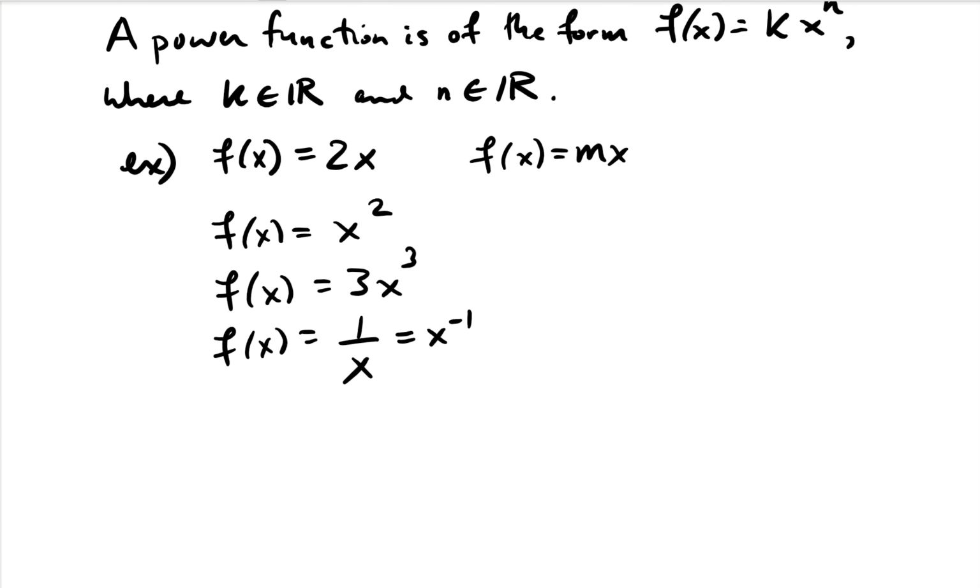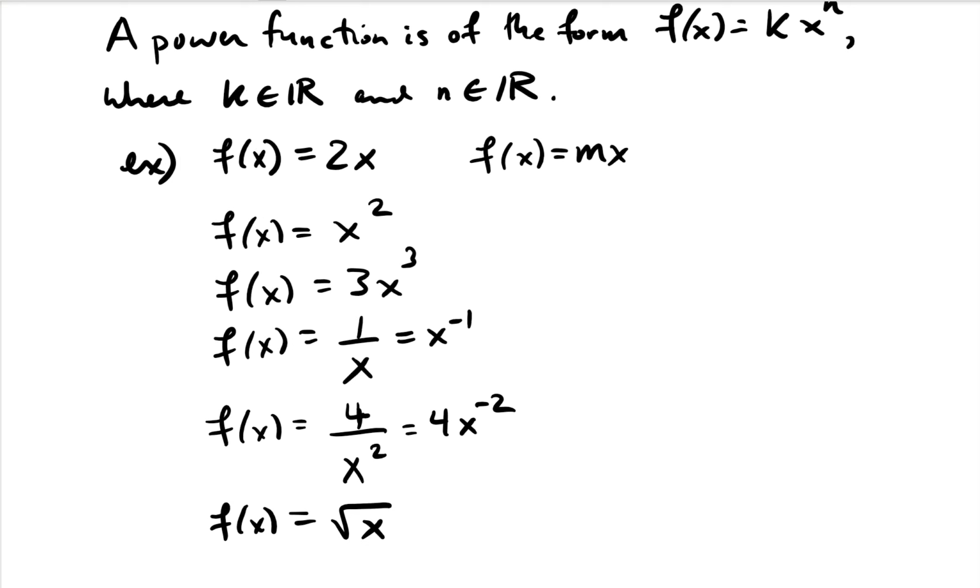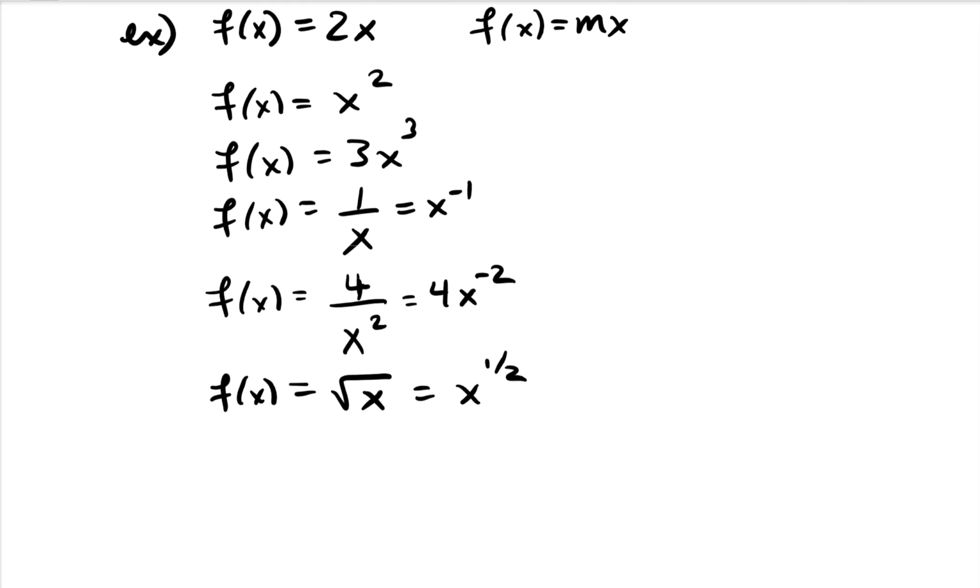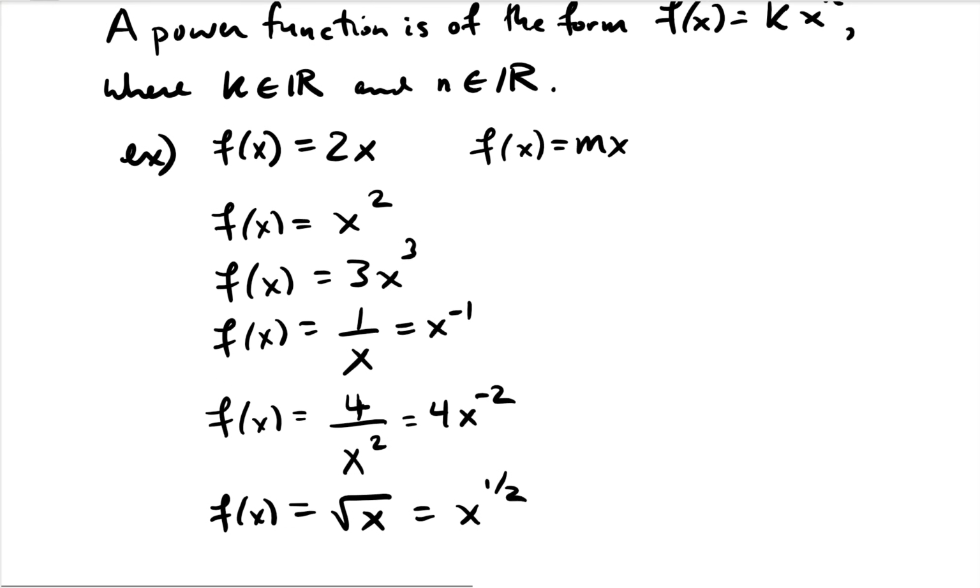We could also have a power function like this, maybe let's make it a 4 just for fun, x to the minus 2. Those are all functions in our toolkit functions. Those are all power functions. There's another one in our toolkit functions, the square root function. That's x to the 1/2. As you can see, the exponent is a fractional exponent. That's allowed. We could have x to the minus 1/2, combining a fractional power with a negative power. So all of these are power functions.